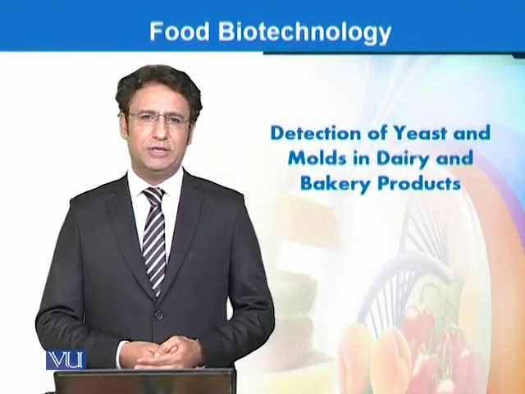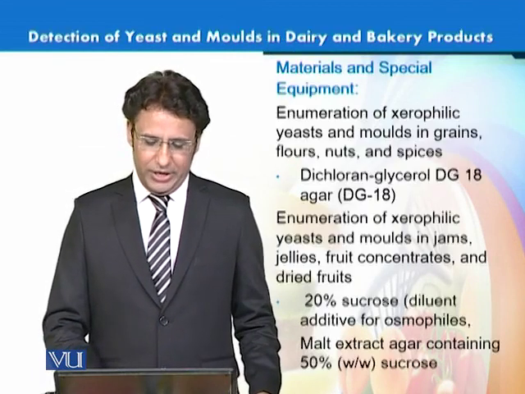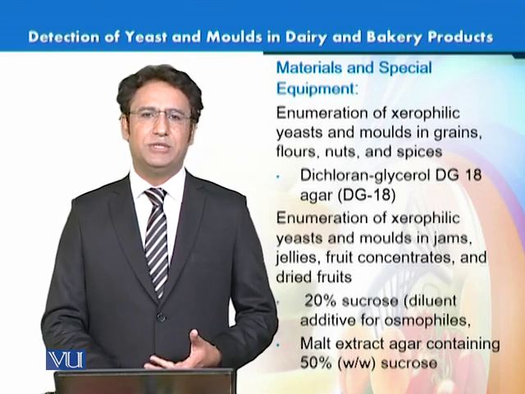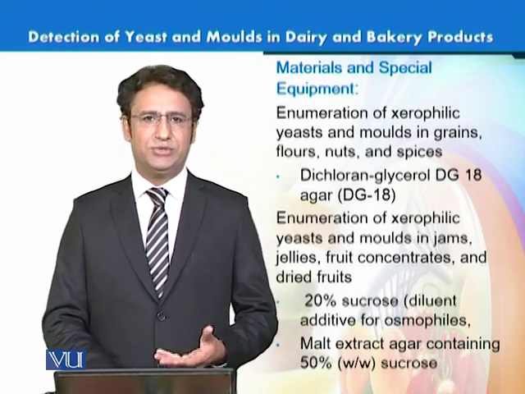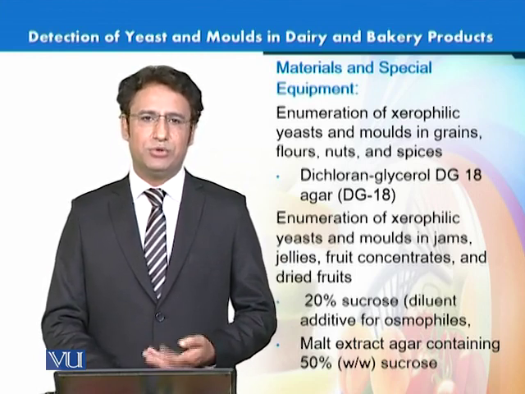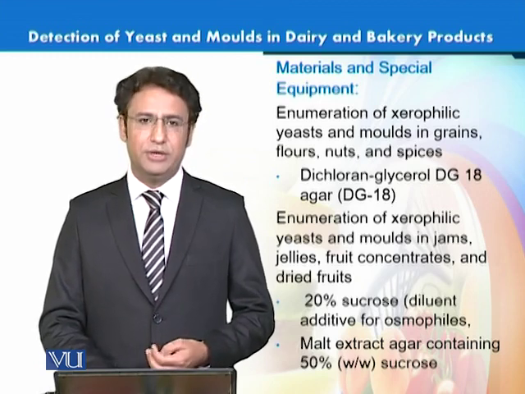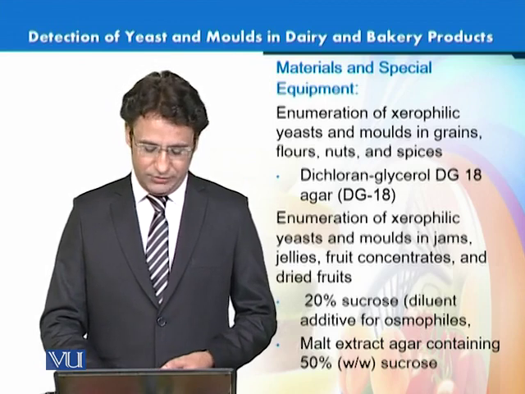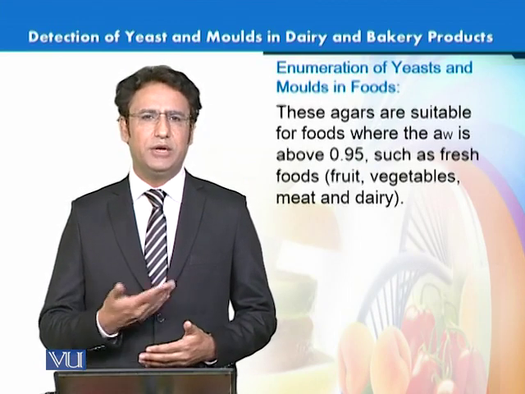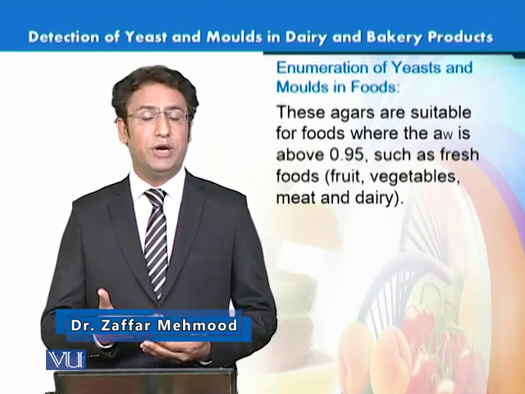Now we will discuss a little more about detection methods of yeast and mold in different food. We earlier discussed that some of the media are specific for certain yeast and mold as well as to certain food. For example, we talked about DG18 or the use of sucrose contents in the maltose syrup, as well as in other simple sucrose solutions. These agars are normally suitable for food that have higher water activity, generally above 0.95.